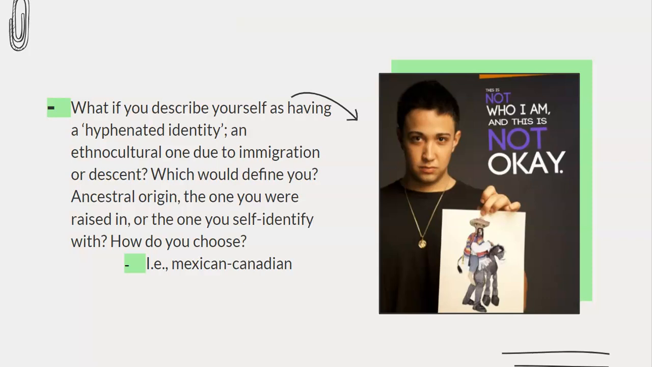So if you describe yourself as having a hyphenated identity, so this could be something like Mexican Canadian, sometimes you hear it as Irish American, really stop and think about an ethnocultural one due to immigration or descent. Which would define you? Which of the two? Would it be the ancestral origin or the one you were raised in or the one you self-identify with? How would you choose if you have a multiple identity approach? How would you choose which one you identify with? Would you just say this is who I am?